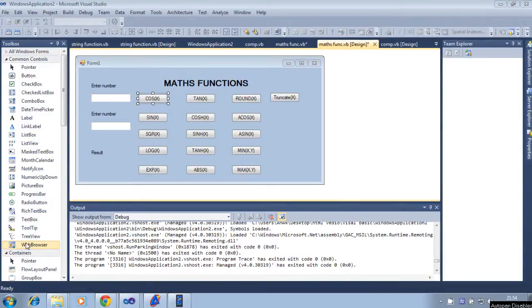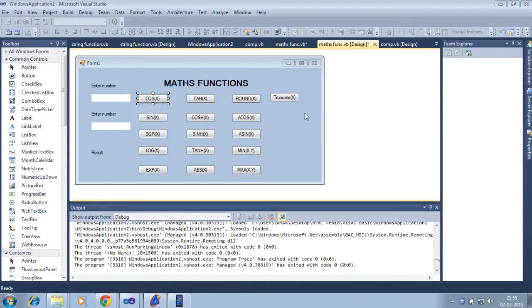Hello, in this tutorial I will explain the mathematics functions. There are a lot of mathematics functions in VB.NET. One is cosine, sine, square root, log, exp, tangent, and hyperbolic functions. The hyperbolic functions are calculated with simply defining the function, or you can use a different formula for hyperbolic functions.